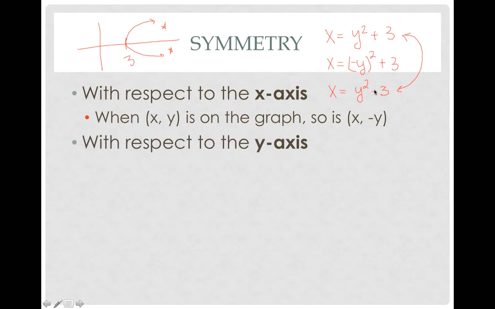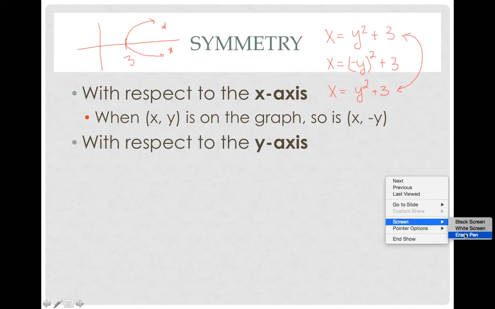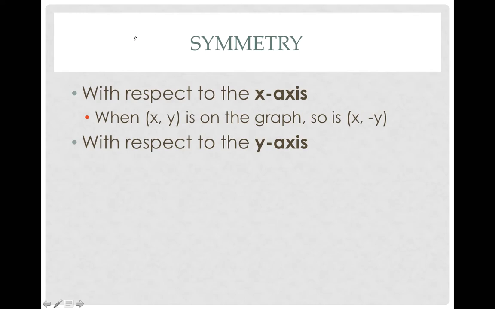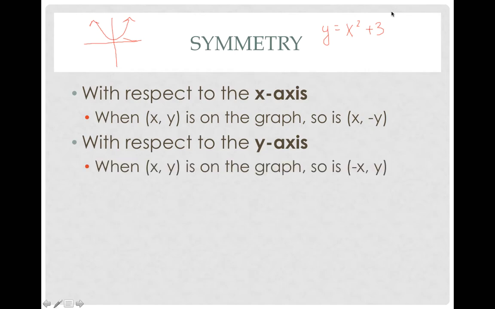Likewise, with respect to the y-axis, it would look something like a normal quadratic, a straight up and down quadratic, symmetric on the x-axis, where this one could be y equals x squared plus 3. And in order to be symmetric about the y-axis, if this point here is x comma y, the point on the opposite side is negative x comma y, same y value.